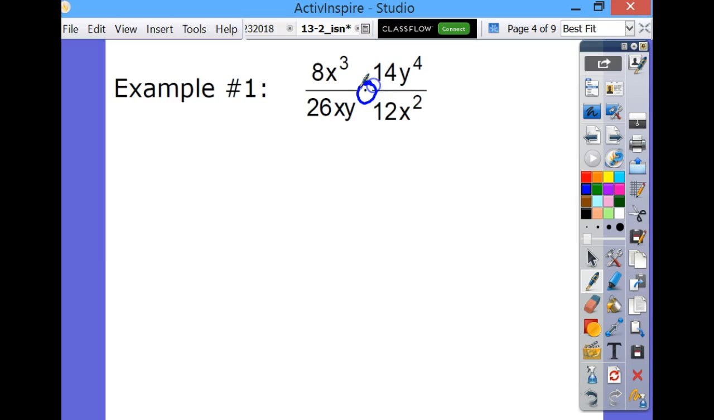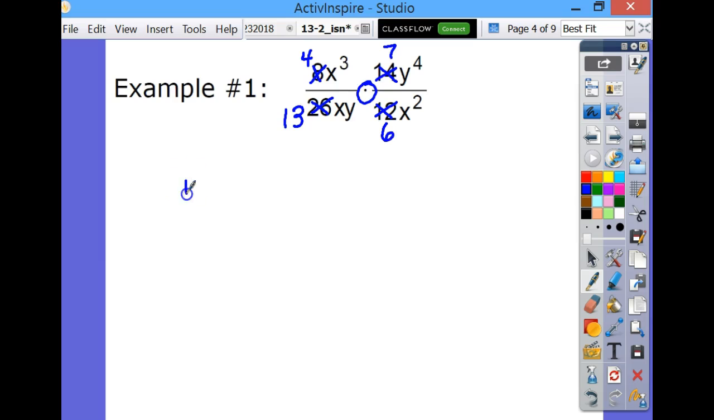So this dot right here tells me that I need to multiply those. But before I try to multiply those, I'm going to reduce it as much as I can at the beginning, and that makes it easier at the end. So what number divides 8 and 26? 2 will go into that 4 times. 2 will go into that 13 times. What number divides 14 and 12? 2 again. 2 will go into 14 7 times. 2 will go into 12 6 times.